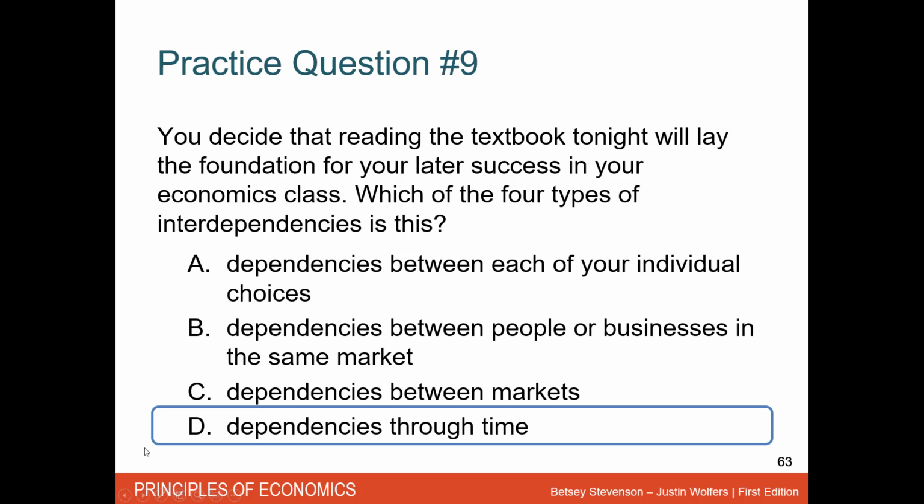If you answered D, you are correct. Notice what's going on in this example. What you're thinking is, if I study now, I will be successful later. So you are thinking of what happens in your future.